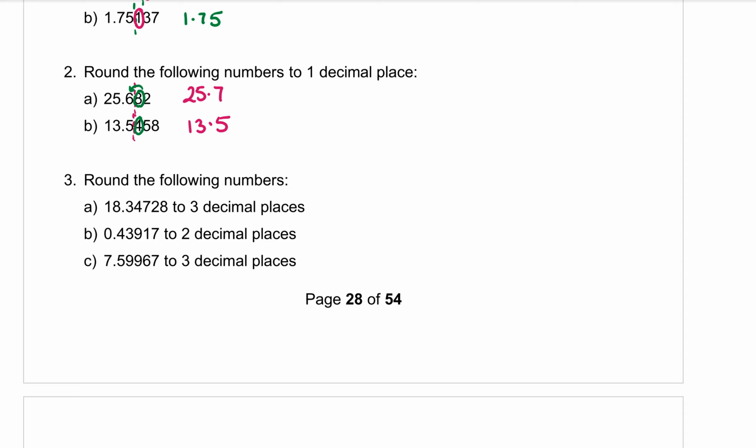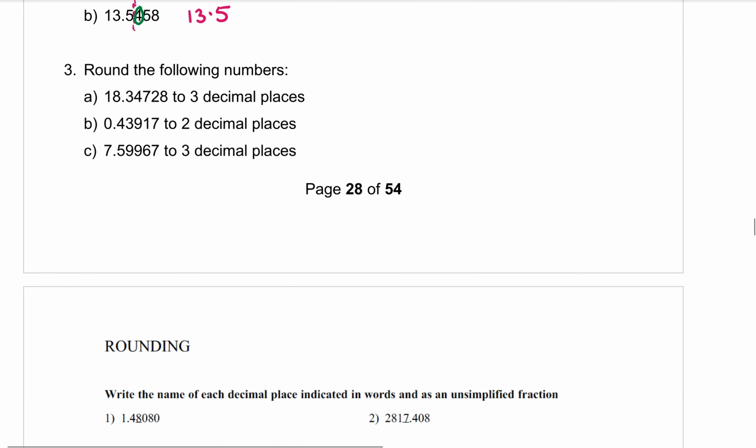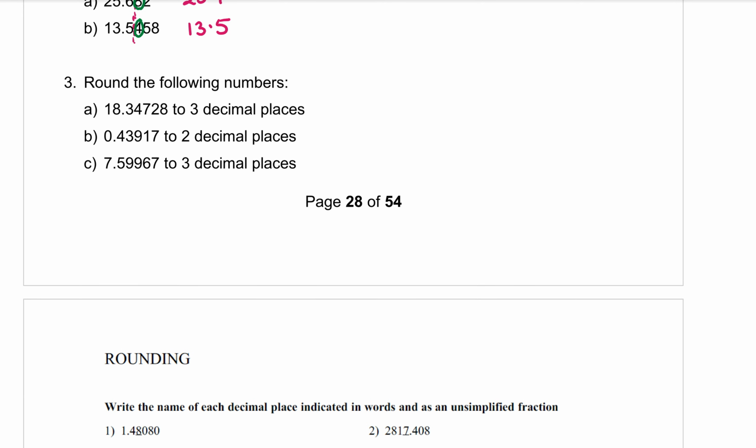In question 3, round the following numbers. Okay, and each one of them has a different place where we want to round. So the first one for part A, we want to round to 3 decimal places. So we want the 3, the 4, and the 7, and then that's where the line goes. The 2 is the critical digit. Because it's less than 5, we're just going to chop the number off to be 18.347.